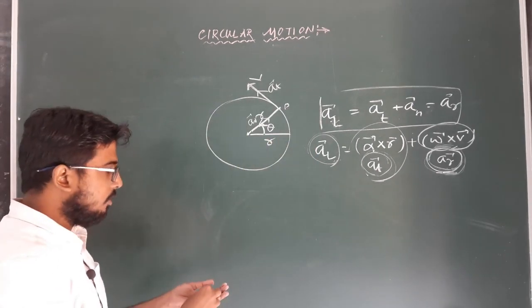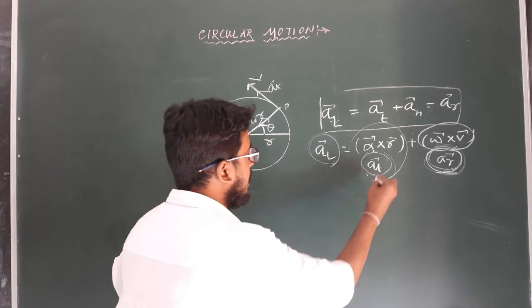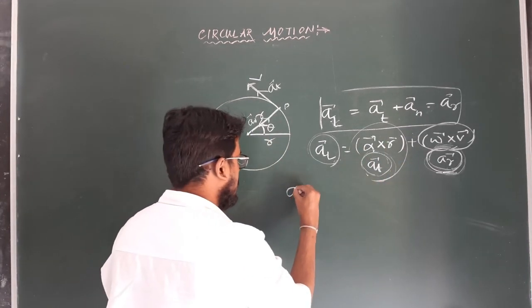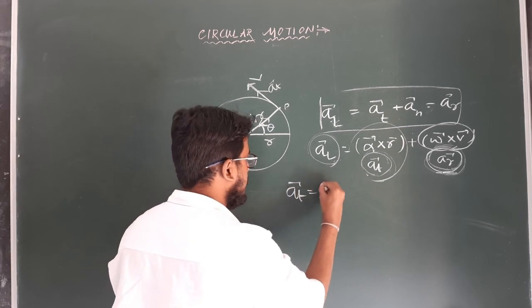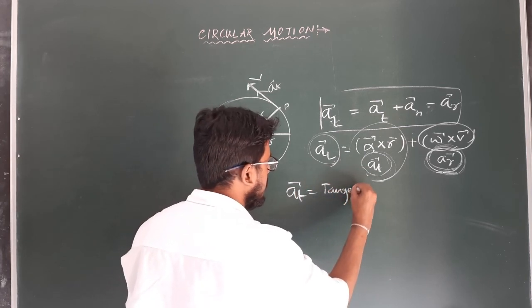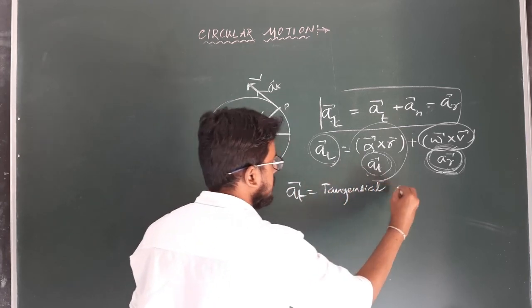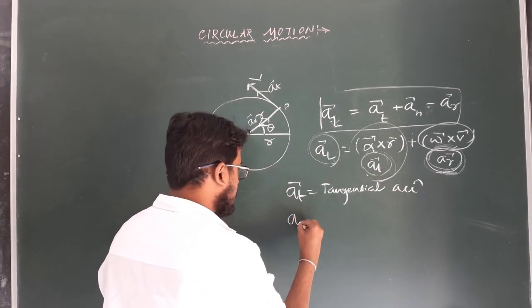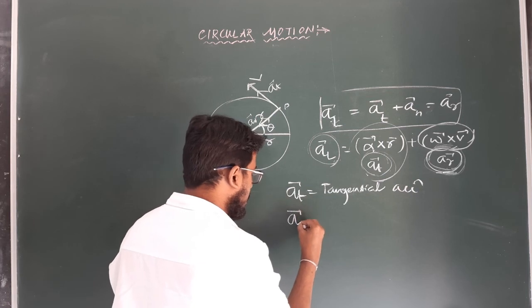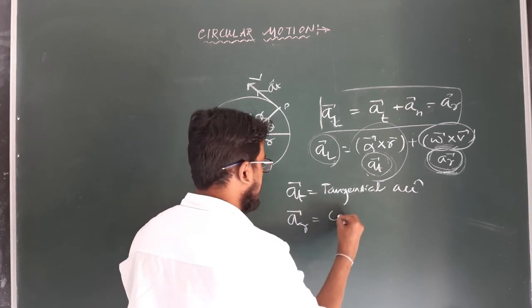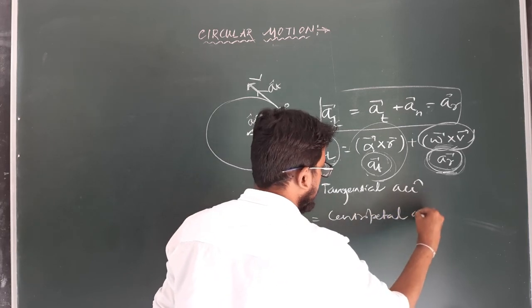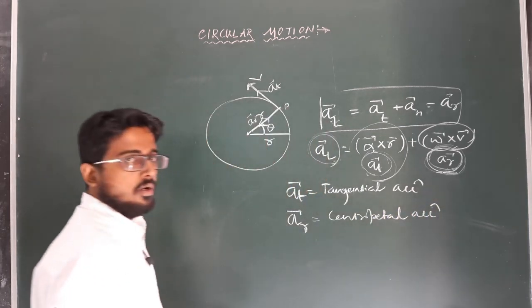The component of the net linear acceleration which is acting along the direction of velocity is known as tangential acceleration. Here a_T is known as tangential acceleration, and the component of the net linear acceleration which is acting along the radius or normal is known as centripetal acceleration. Okay.